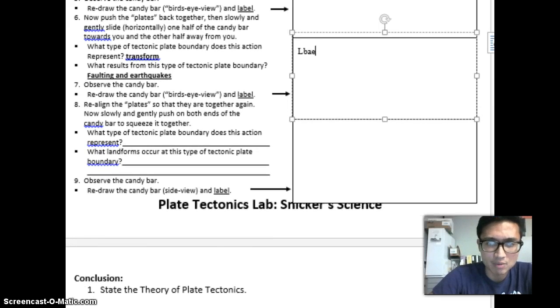In this box, I want you to label faults, the earthquake epicenter. And when you see epicenter, you see the word center, right? So that's kind of the origin of the earthquake. And again, in each of these boxes, I want you to show arrows for plate movement.